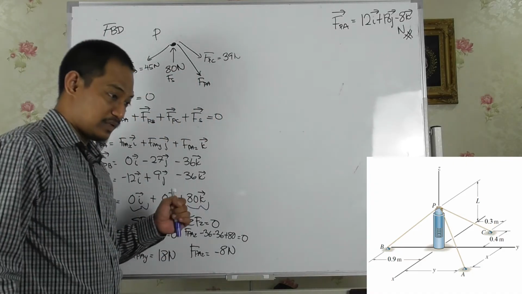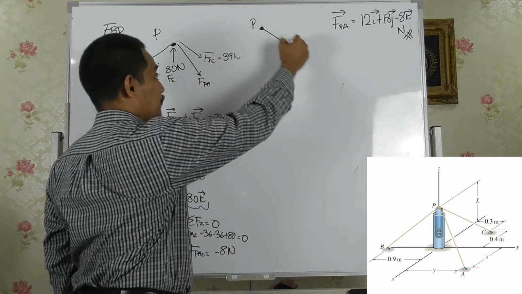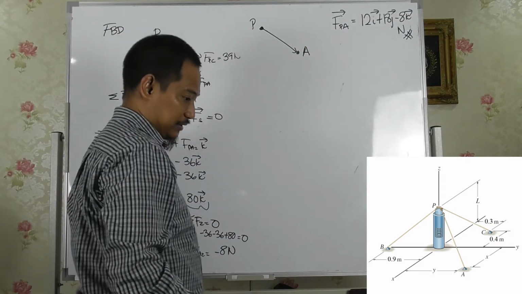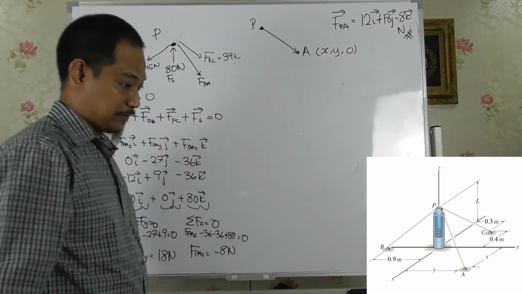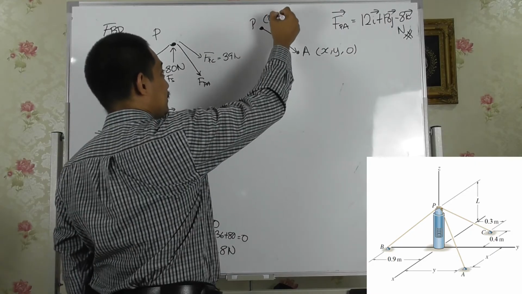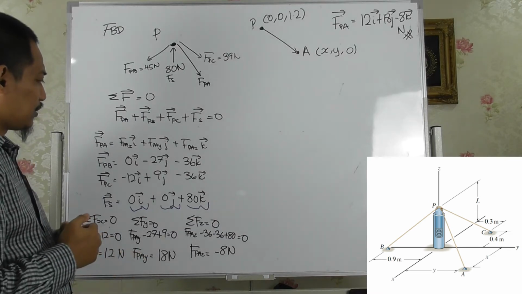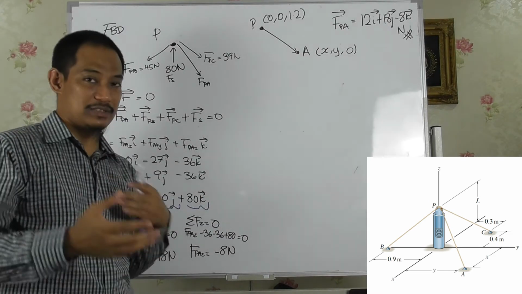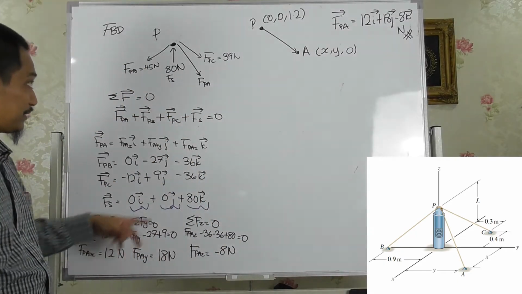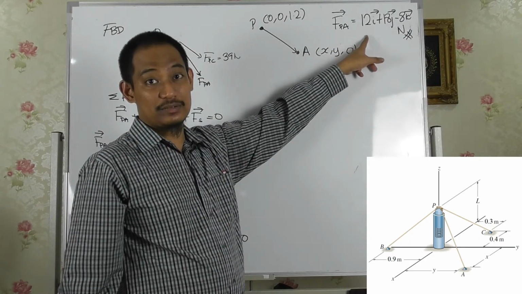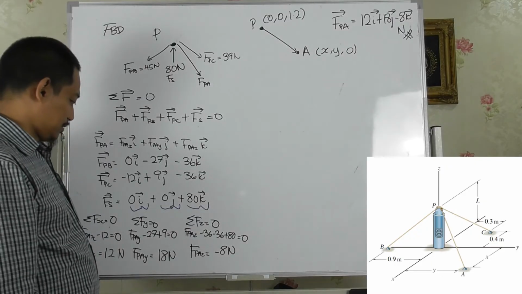Now from the diagram, there are only two important points here, right? From point P to point A, because in terms of the coordinates, A is x, y, 0, sorry, and coordinate P is 0, 0, 1.2, right? So how to get this one? Because this is basically the opposite way of calculation, right? Normally we have the coordinates, we calculate the force vector. Right now, from the force vector, we want to calculate the coordinates, right? So what can we do?